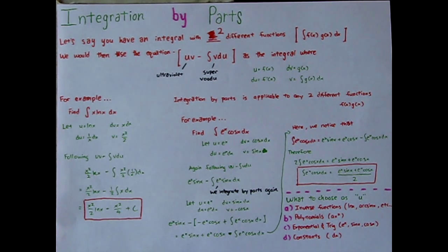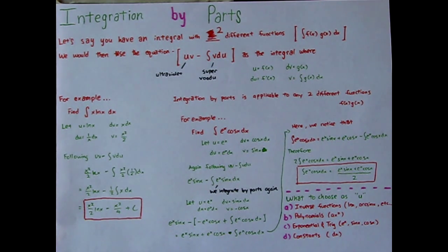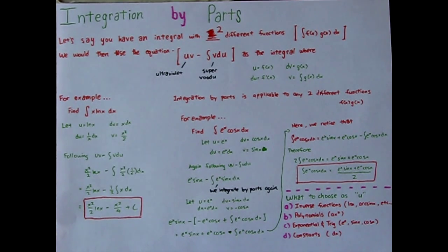When using integration by parts, there's an order for what you should choose as your u. First, look to see if the problem has inverse functions like ln x, arcsine x, etc. Then look to see whether the problem has polynomials, then exponential and trig functions, and finally constants.